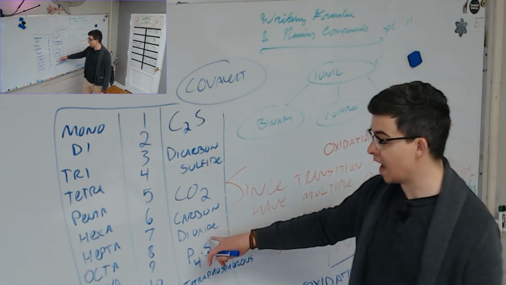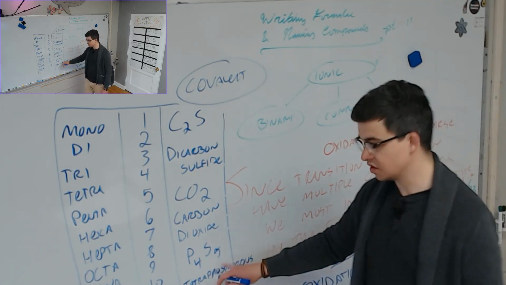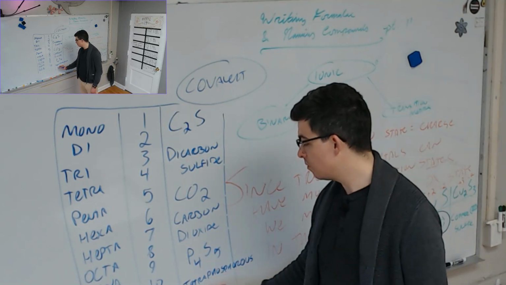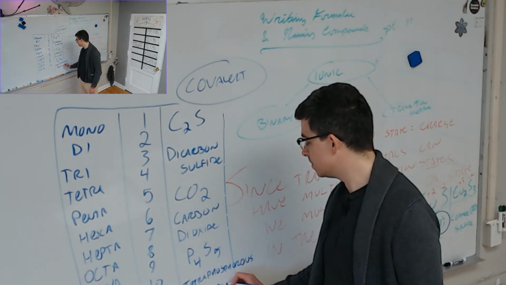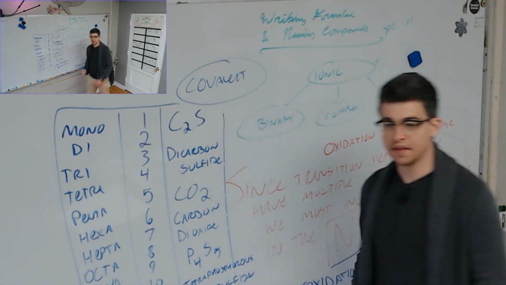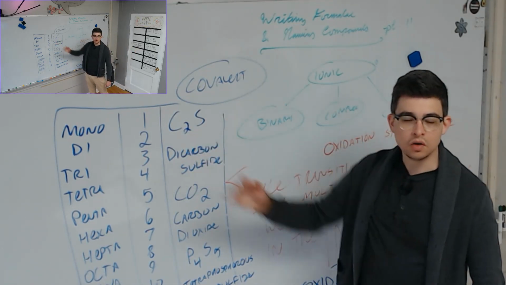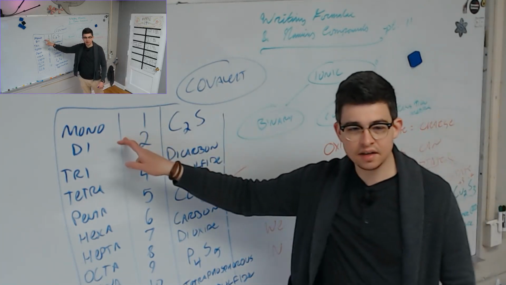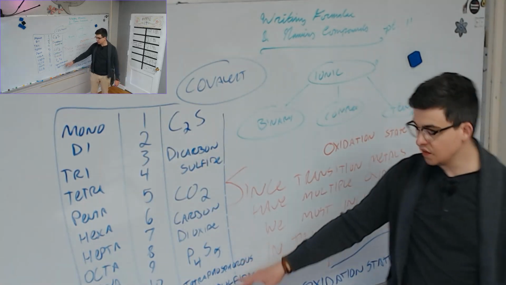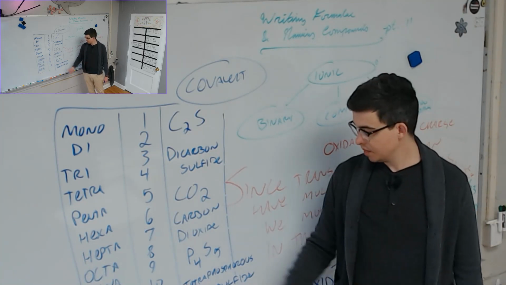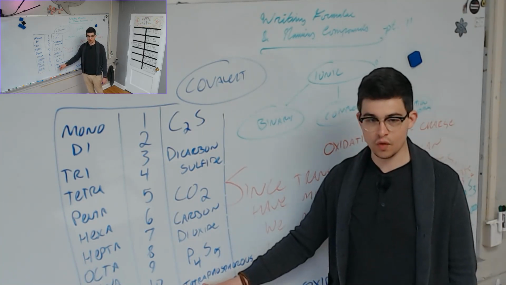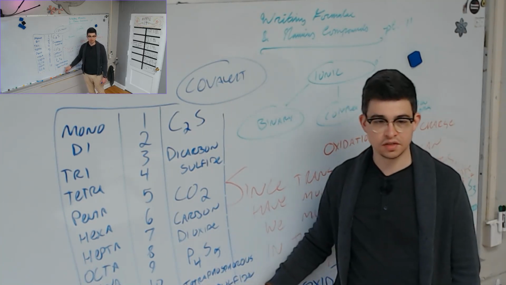We still change the "ide" at the end. It's not just sulfide, it's now pentasulfide. That's it. That's the whole rules for covalent: however many there are, we shove that in Greek onto the front of the name. And then it's even easier to go from name to formula because you just say, oh, there are 4 phosphoruses and 5 sulfur.